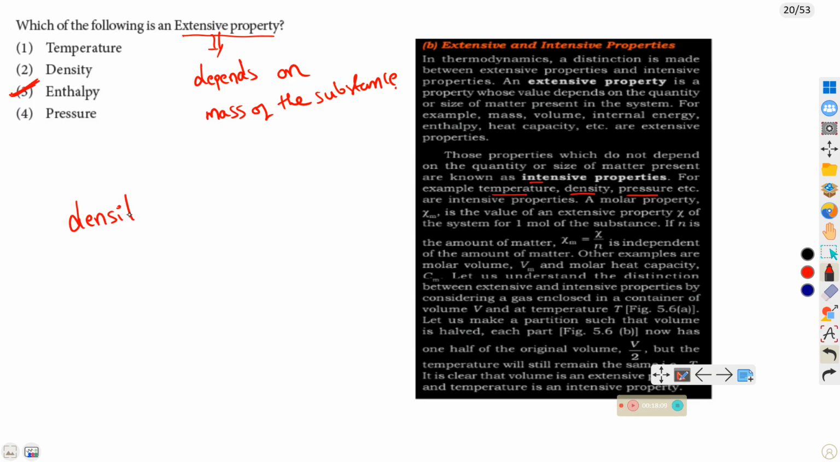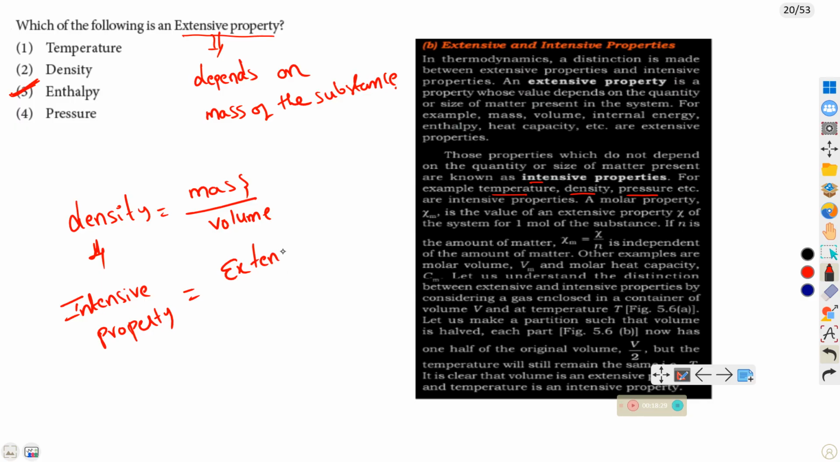Density, sir, density formula mass by volume. Density depends upon mass, but density is not an extensive property. Density is an intensive property. How? The ratio between two extensive properties is considered as intensive property.